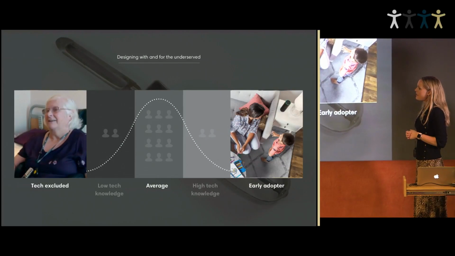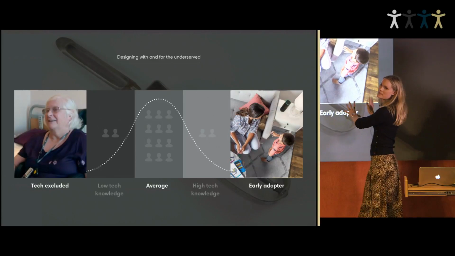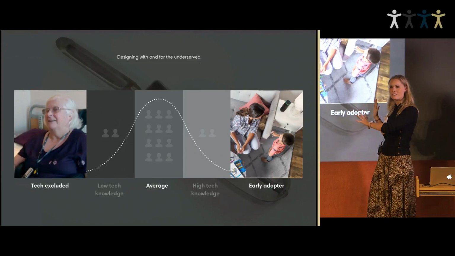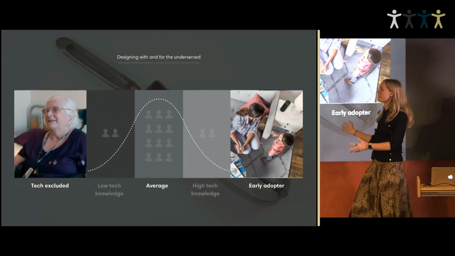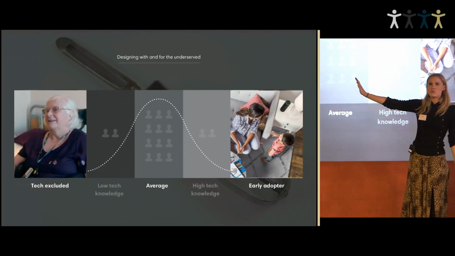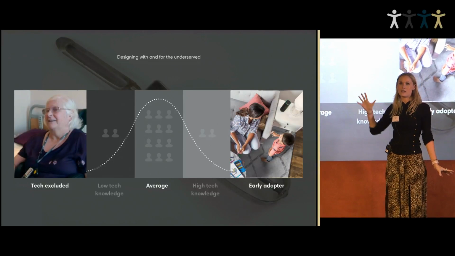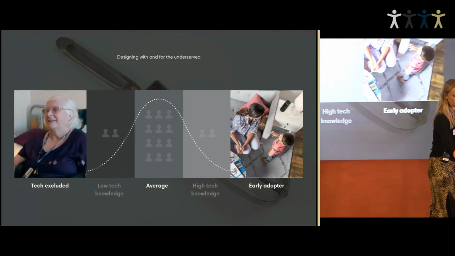If we go back to our bell curve here, the Alexa has already been designed for the early adopter, so it already accommodates some of the criteria that very tech-savvy people have. But where they've not done such a great job is understanding the tech excluded, or anyone that has any kind of temporary impairment like Susan does.